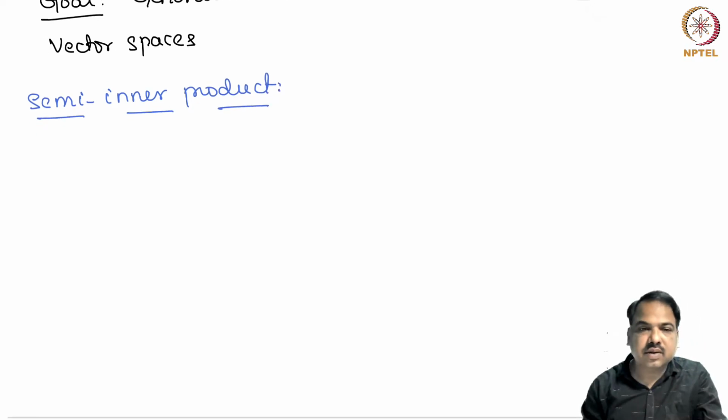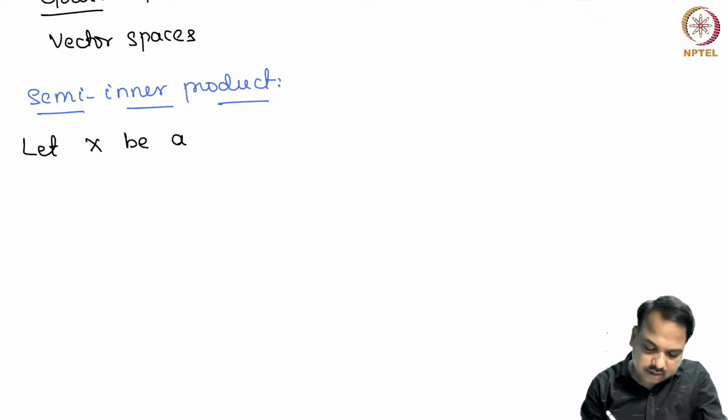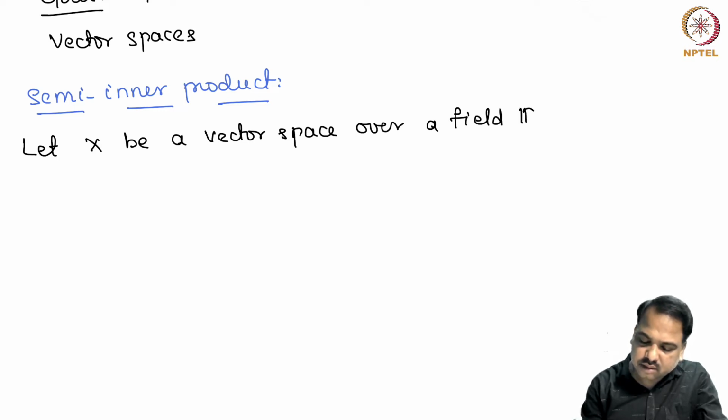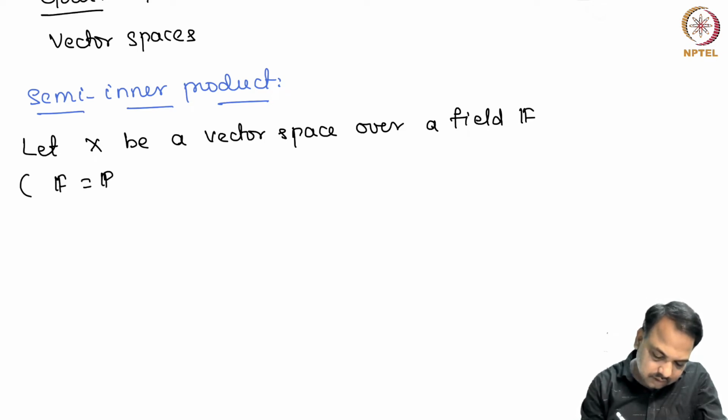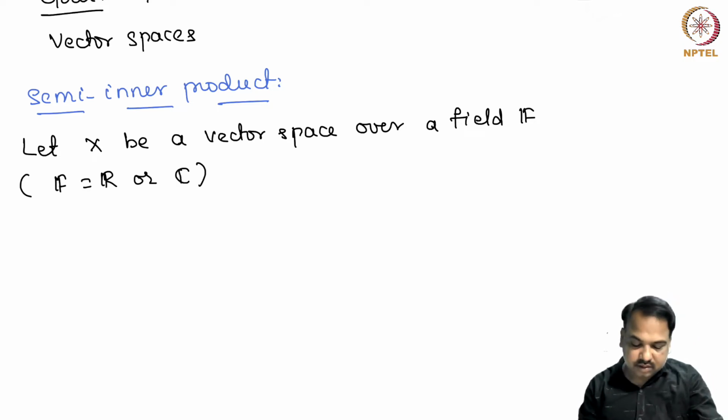So let us start with a vector space over a field F. Let X be a vector space, or linear space, over a field F. So F equal to either R or C, the set of all complex numbers.